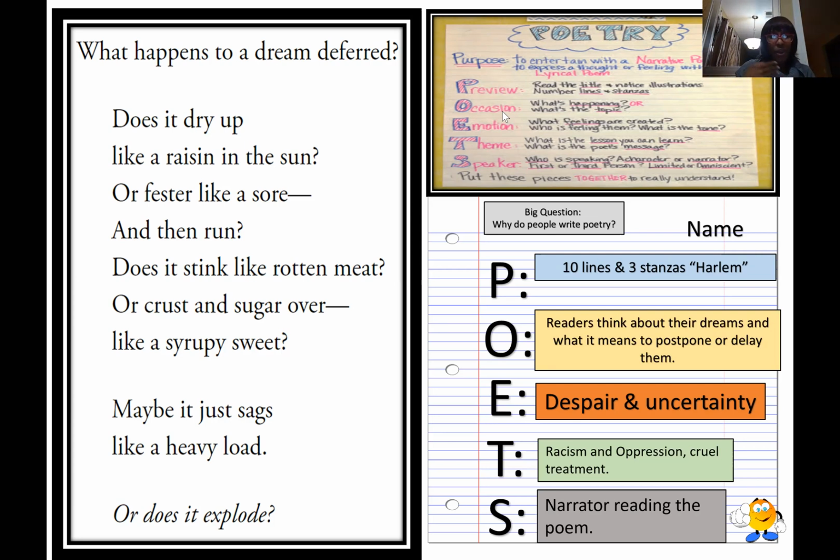Does it stink like rotten meat or crust and sugar over? So when you are not able to point out who's talking, but you know that someone's talking to you through the words that are being used, it's called a narrator. The narrator is the person who's telling the story, telling the poem. So go ahead and look at your notes from yesterday and look at what we have. And if you need to make any changes, please do. If you have any questions about what you chose, inbox me on Dojo so that we can have great, rich, loving conversations about it.